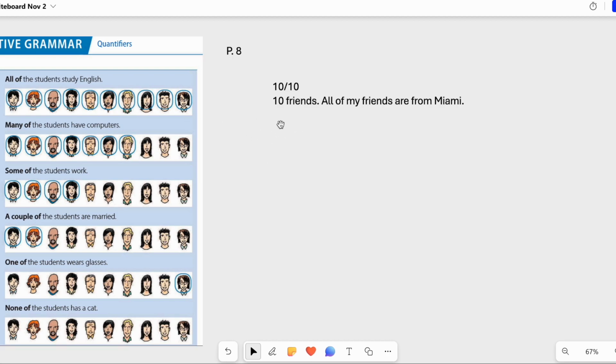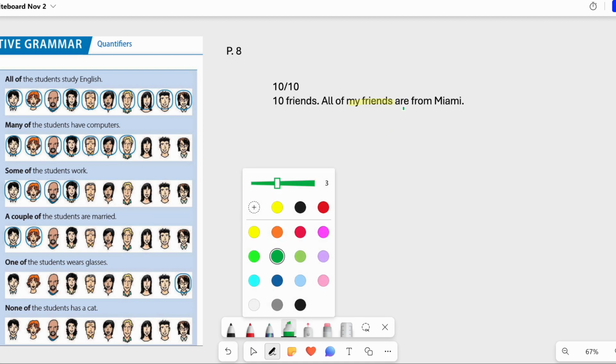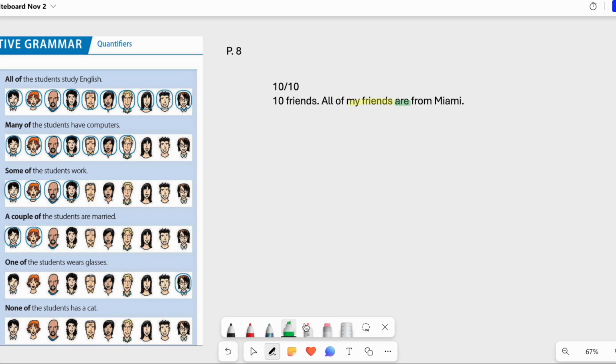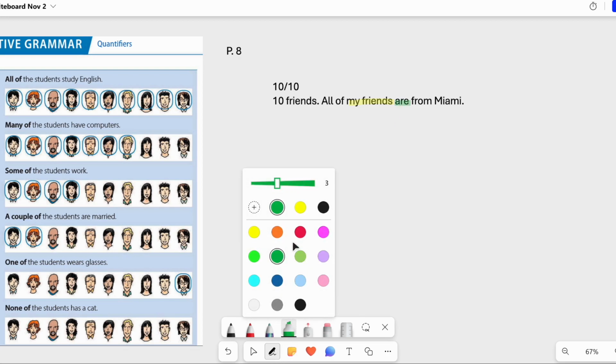And it goes with of. All of. And then this one has to be a plural noun. Plural noun, right? And the verb is treated as a plural noun. All of.